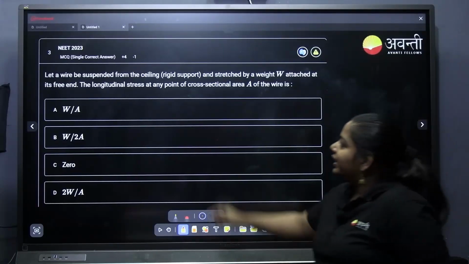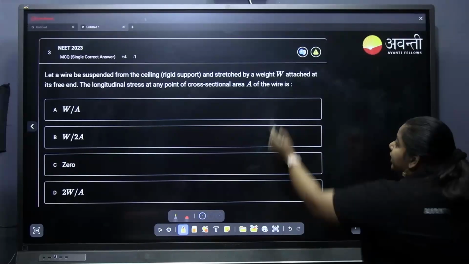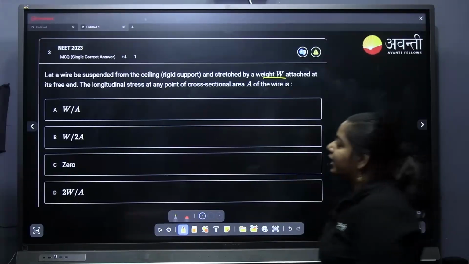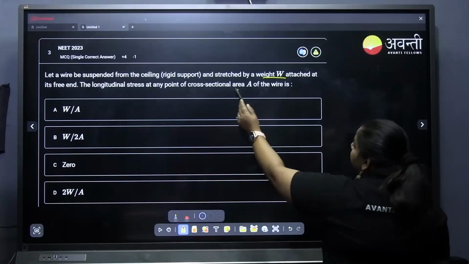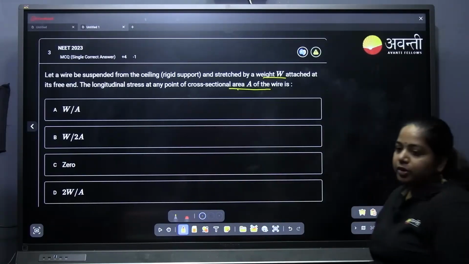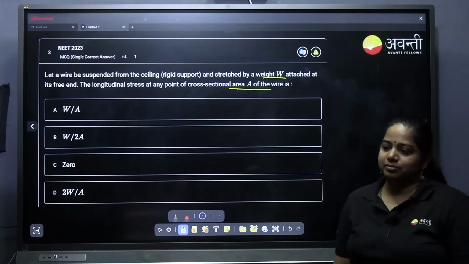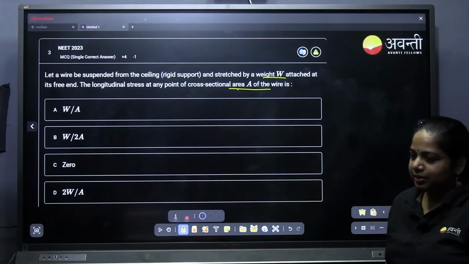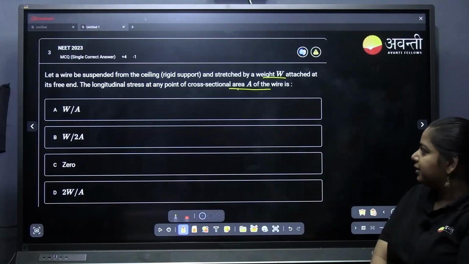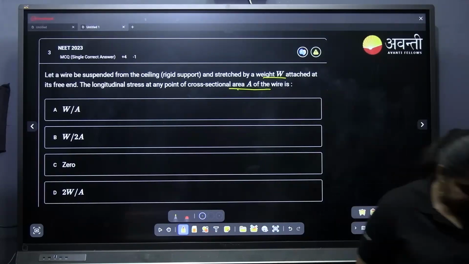Okay, next one. Let a wire be suspended from the ceiling and stretched by a weight W attached at its free end. Longitudinal stress at any point of cross sectional area A. You have to find longitudinal stress. Can you tell me the answer without my help?